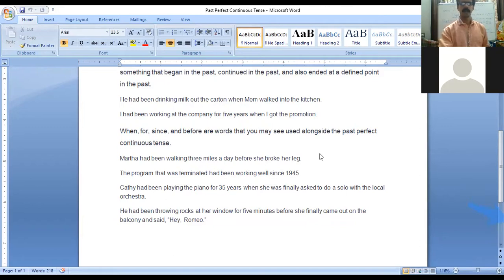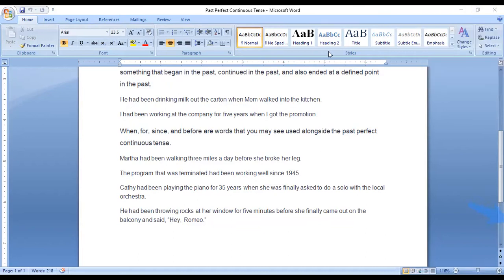Moreover, the next example you have to see: Martha had been walking 3 miles a day before she broke her leg. Her leg got fractured. Before that, she had been walking 3 miles a day. It shows that an action continued for a long period in the past until she broke her leg. Until she broke her leg, she walked 3 miles continuously every day.